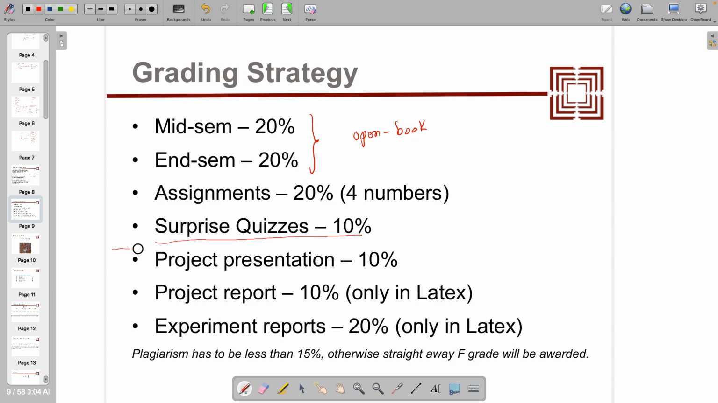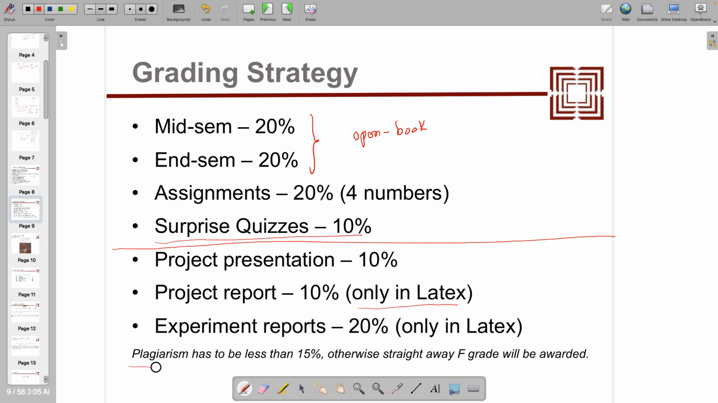And the rest of the things are on the laboratory side, where you are going to have the project presentation and project report, right? And you have to write it only in LaTeX. I'm going to share one 2-column IEEE format, in which you can write the LaTeX report, and those reports cover all the experiments which you are doing. So those reports are also expected to be written in LaTeX.